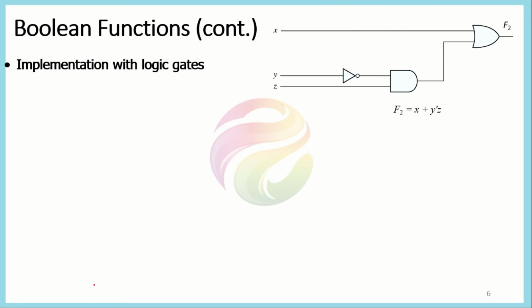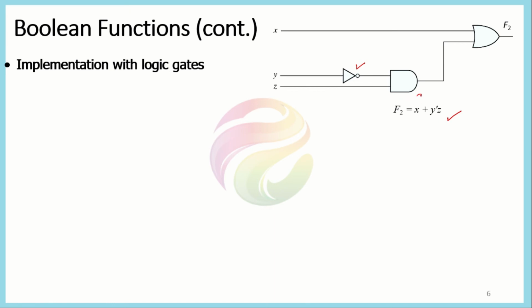Now we will try to implement some of these functions on hardware using some basic logic gates. We have discussed 3 different types of gates so far. One is the OR operation, second is the AND gate, and third is the NOT or the complement one. So if we need to represent this function f2, which is represented as x plus y complement z, first we need to take the complement of y. So here we are taking the complement of y. And then its result is ANDed with the z term here.